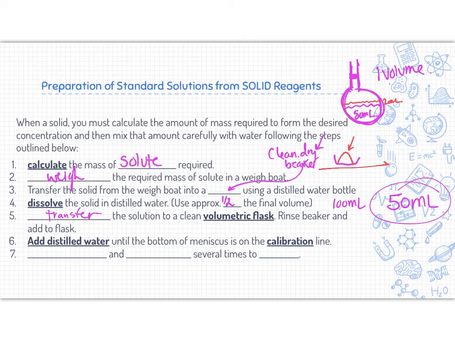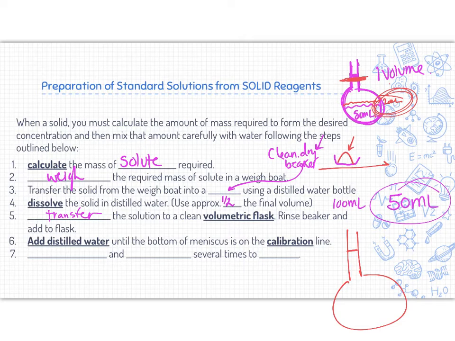So we just needed to make sure that we dissolved it in less than our full volume of 100 milliliters up here to make sure we had room to rinse everybody into. We're going to add distilled water until the bottom of the meniscus is on the calibration line. So the calibration line is like up in the neck of the volumetric flask.